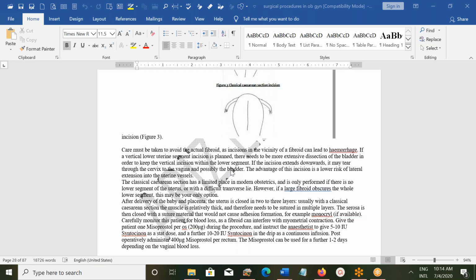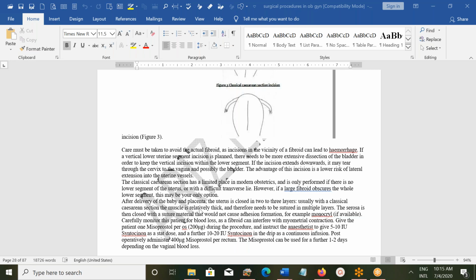The classical cesarean section has a limited place in modern obstetrics, and it is only rarely performed when the lower segment of the uterus cannot be accessed, like with a difficult transverse lie, or when there is a large fibroid that is obstructing the whole segment. Then this may be the only option, and you have to go for it.